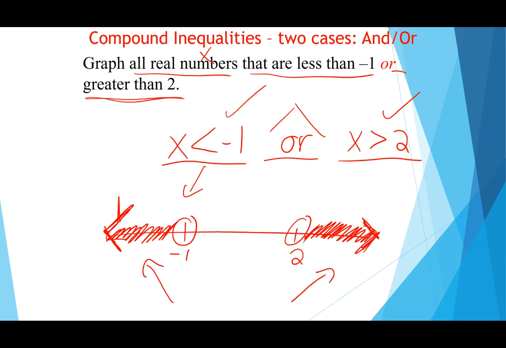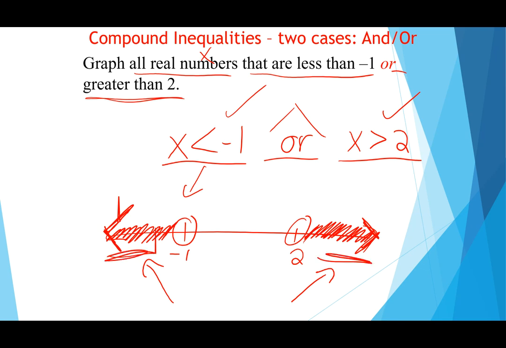We said and before because remember and was shading in the middle, and it's and because both sections overlap. So it's in this one and this one, that's the same region regardless. So that's why it's called an and inequality that goes in between. This one's called an or because it's either in this region or it's in this region.